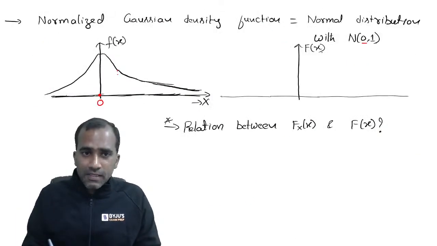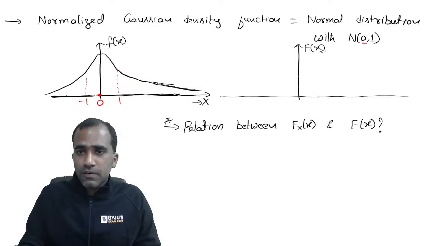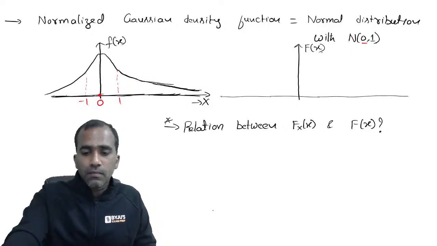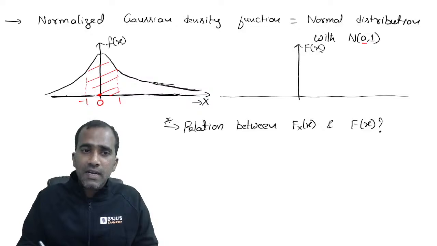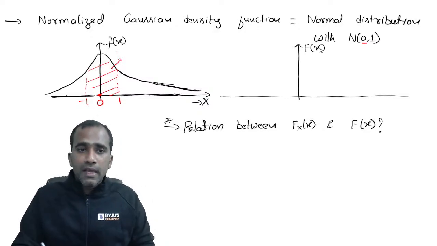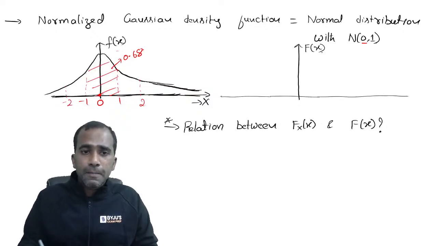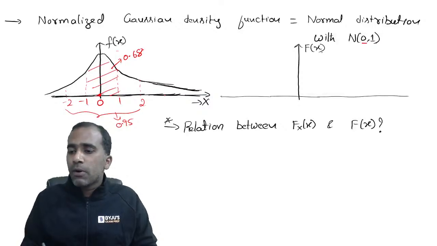The same idea translates here: minus 1 to plus 1. For a normalized Gaussian, the standard deviation is 1, which means the variance is also 1. One standard deviation on this side and that side, what is the area? Always the same. For any Gaussian PDF, one standard deviation on either side of the mean, the area will be 0.68. Two standard deviations on either side, from minus 2 to plus 2, the area will be 0.95. Similarly, from minus 3 to plus 3, the area will be 0.99.